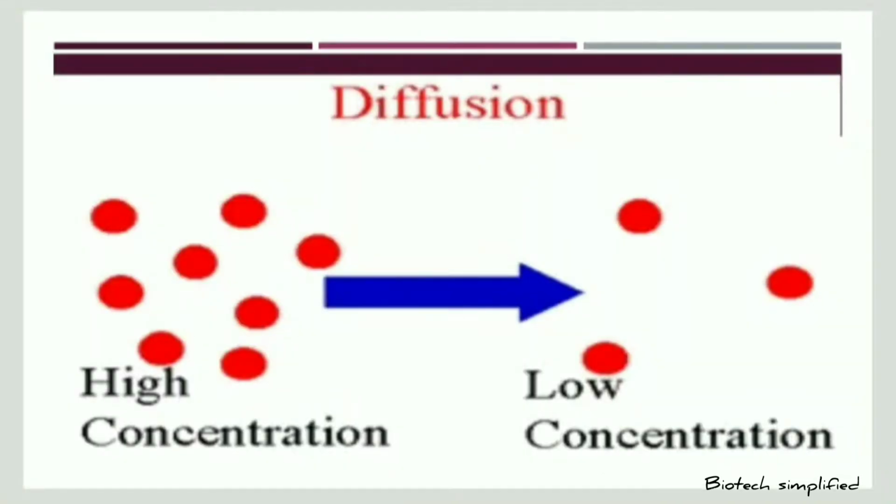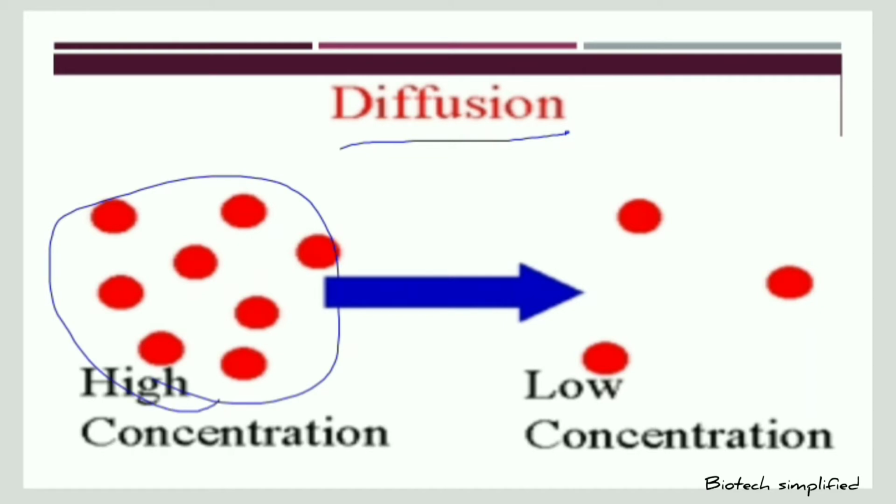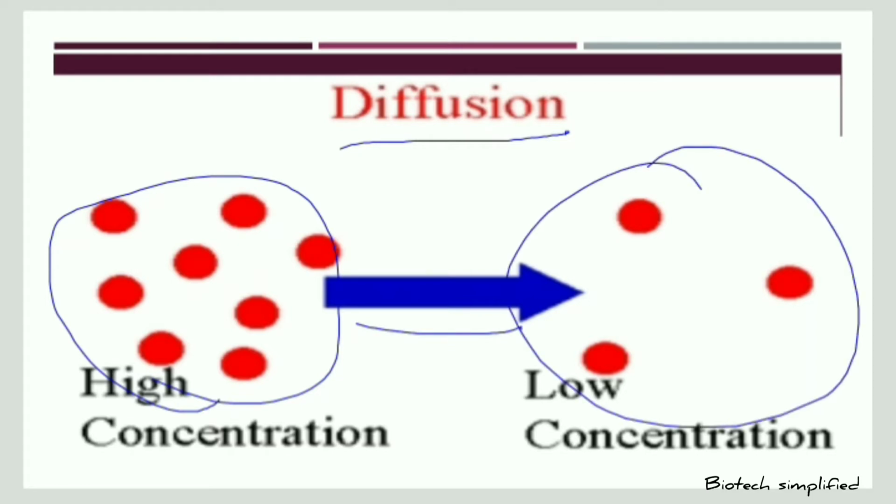So let us explain diffusion with the help of a diagram. As you can see in the diagram, the concentration is high here and the movement occurs from high concentration to low concentration. So diffusion is the movement of substances from high concentration to low concentration.